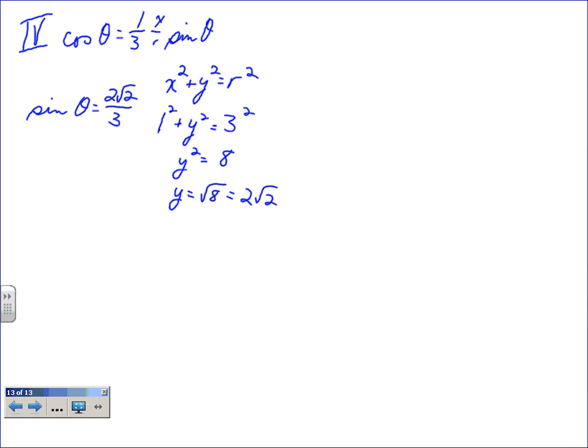Now, they gave you this information: I'm in quadrant 4. And sine is negative in quadrant 4. Okay? So these are two-step problems. Are we clear on that?